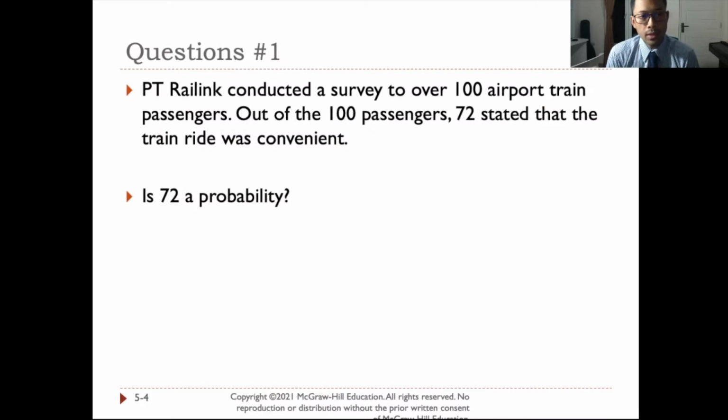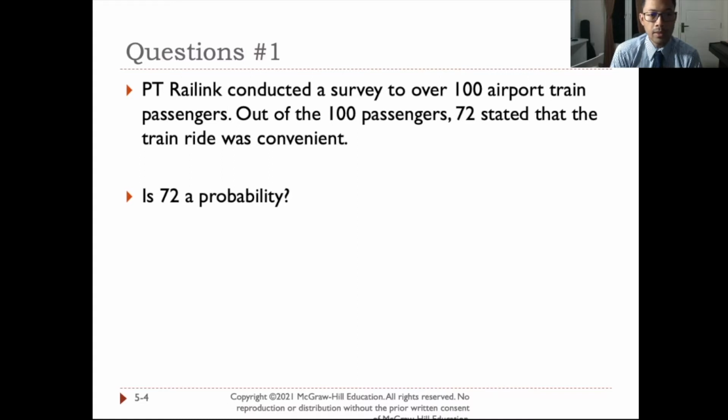So there's one question, as an exercise. A survey was conducted of over 100 airport train passengers. Out of the 100 passengers, 72 stated that the train ride was convenient. So is 72 a probability? Well, the answer is no. In this case, 72 is just the number of passengers that stated the train ride was convenient. So if you look at it, 72 was from 100 passengers that were surveyed. So we can say that about 0.72 of the passengers mentioned that the train ride was convenient.